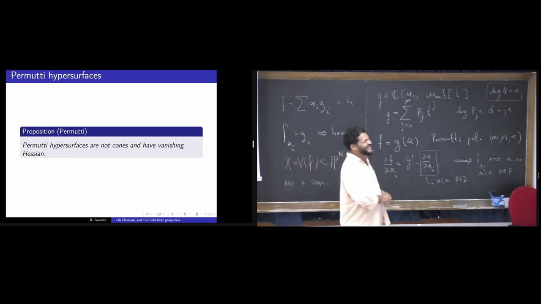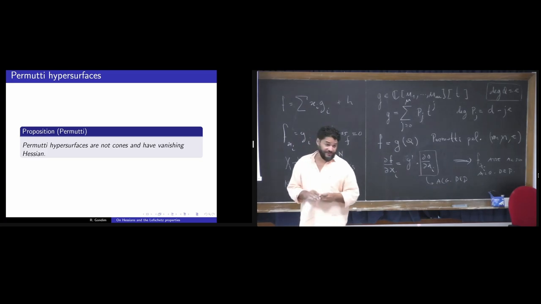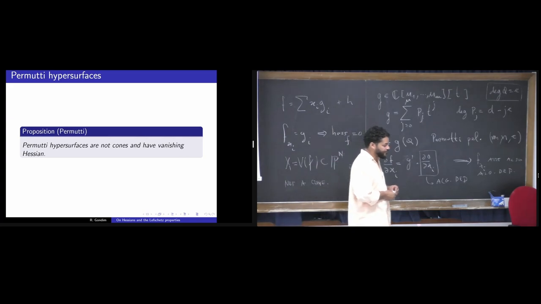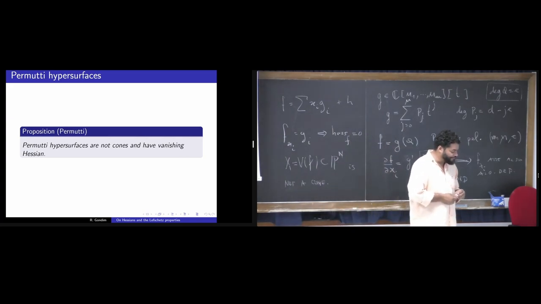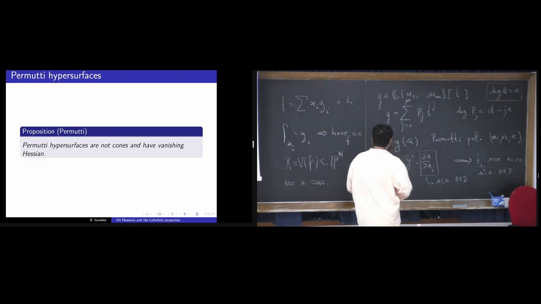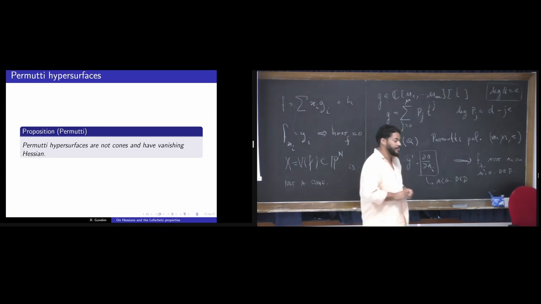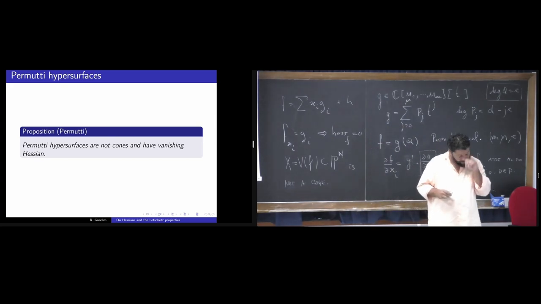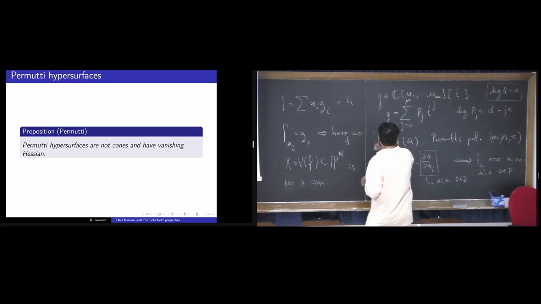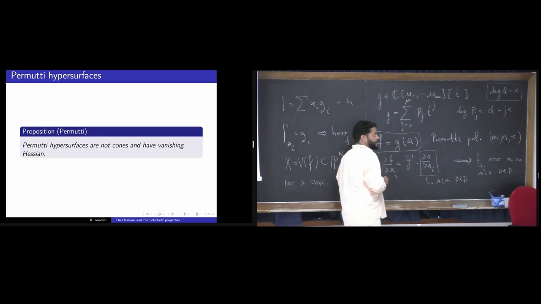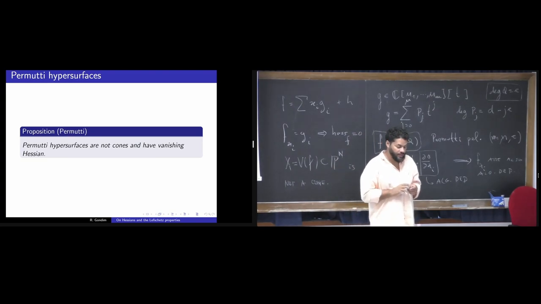Again, it's not an easy computation, but it's not difficult. It's just boring to prove that actually all the derivatives of f are linearly independent. So the hypersurface defined by this form is not a cone, and they have vanishing Hessian.